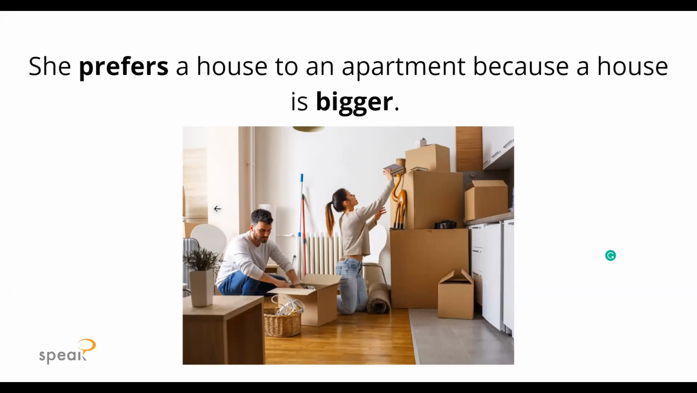Okay, in this case, we can either use to or over. So we can say she prefers a house over an apartment because the house is bigger, or she prefers a house to an apartment because the house is bigger. The meaning is the same. We only change over. In this case, to.